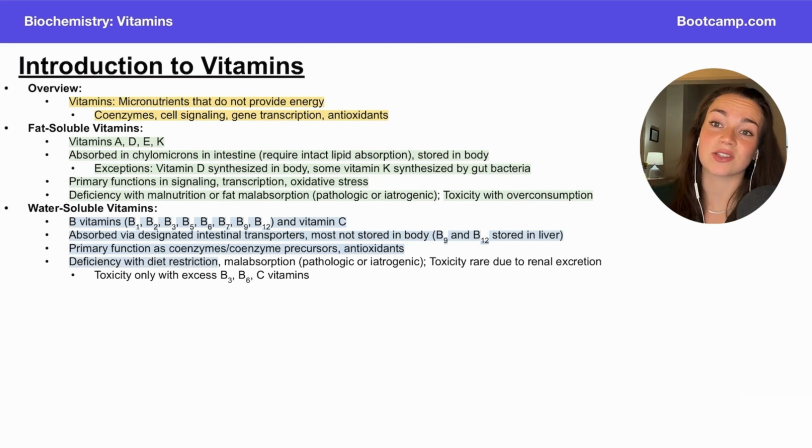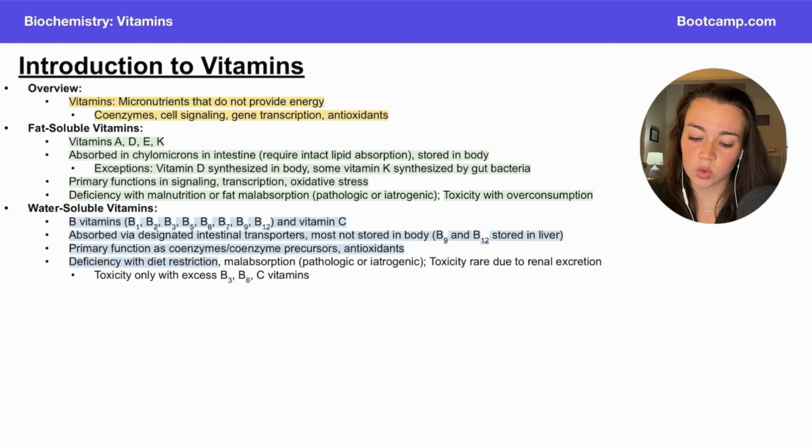A vegan diet is something that they'll very commonly test to prompt you for something like this, or from malabsorption, and that malabsorption can be pathologic with something like a pernicious anemia, or iatrogenic, like if someone has had a Roux-en-Y bypass.